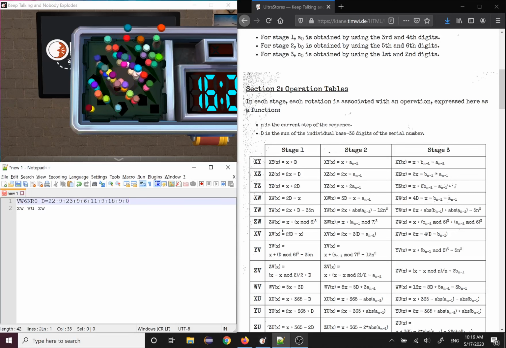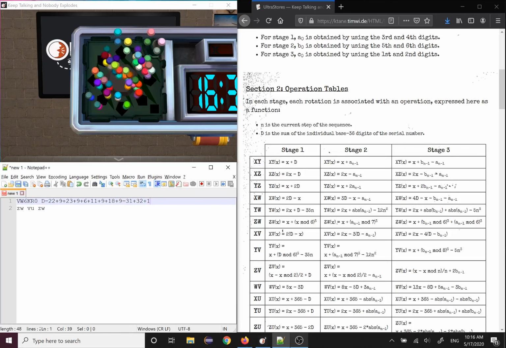And so if we do this calculation, we get 31 plus 32 plus 17 plus 9 plus 9 is 18 plus 18 is 36. Well, so this is equal to 63 plus 53, which is equal to 116. And we can delete all of this. And then we can move on to the actual calculations.